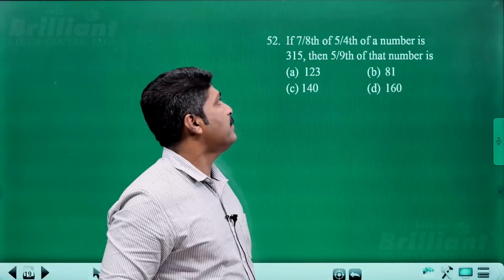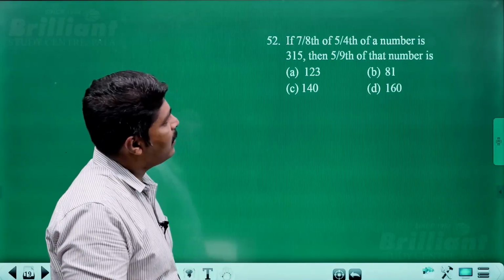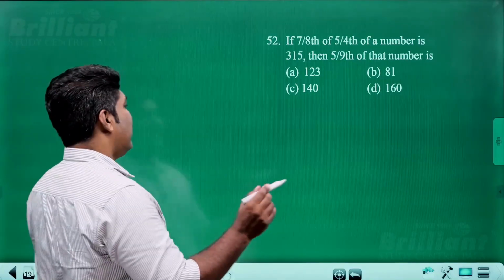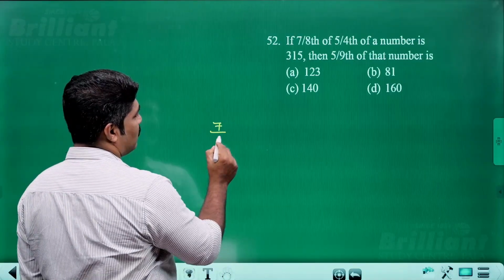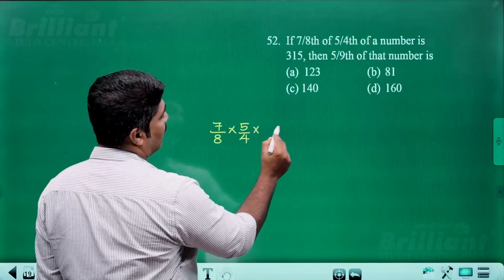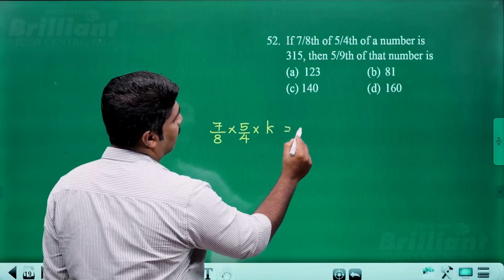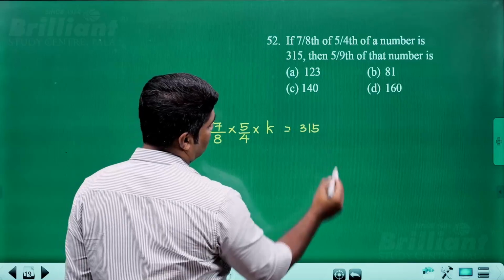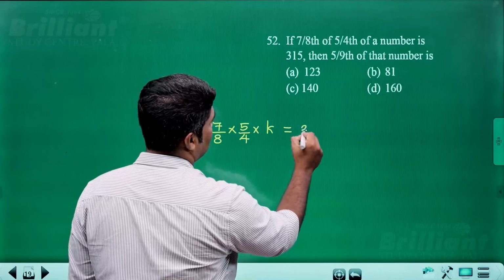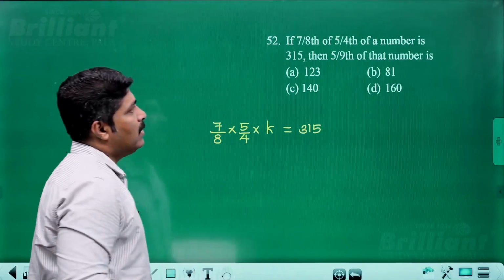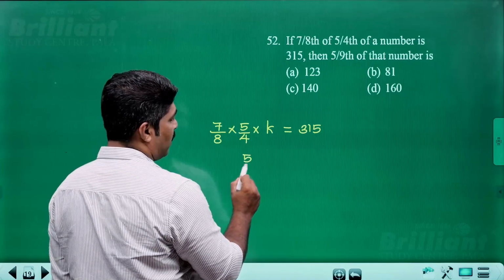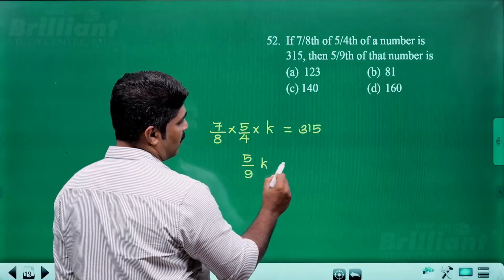If 7 by 8 of 5/4 of a number is 315, then what is 5/9 of that number? So here we can directly apply those values: 7 by 8 of 5/4 of a certain number. Suppose that number is k. This is 315. Then we are going to find out what is 5 by 9 of that number.